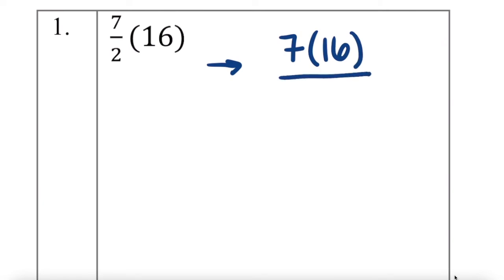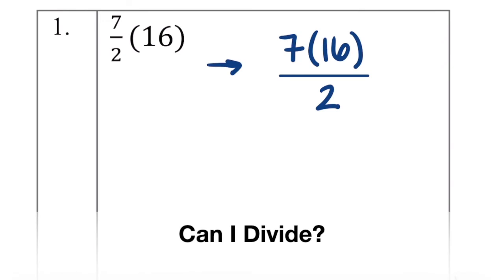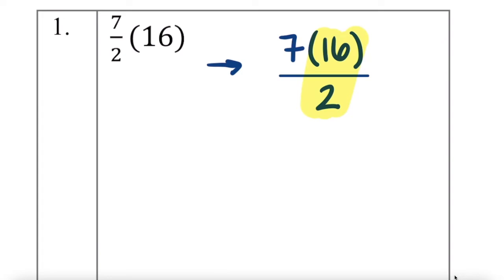Okay, so looking at the first one here, the first thing we're going to do is move the multiplication into the numerator: 7 times 16, all divided by 2. Now I'm going to ask myself that first question. Can I divide? Well, I know I can't divide 7 and 2, but can I divide 16 and 2? Yes, so I'm going to do it. 16 divided by 2 is 8.